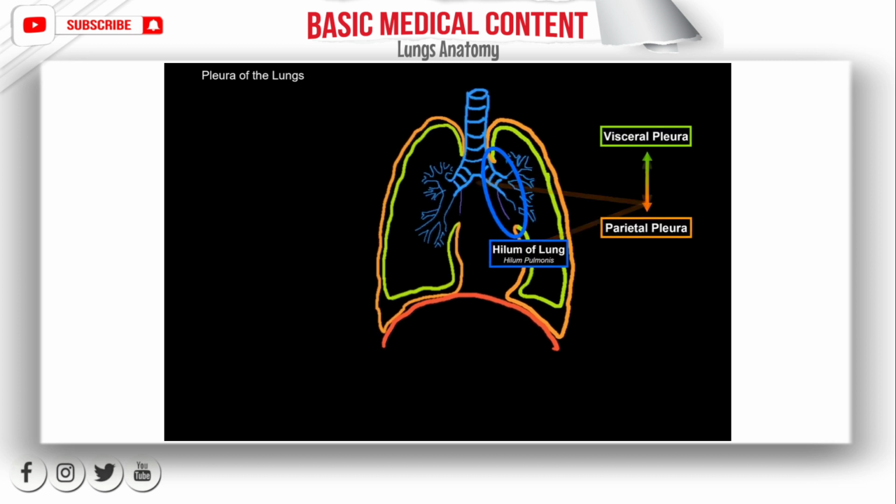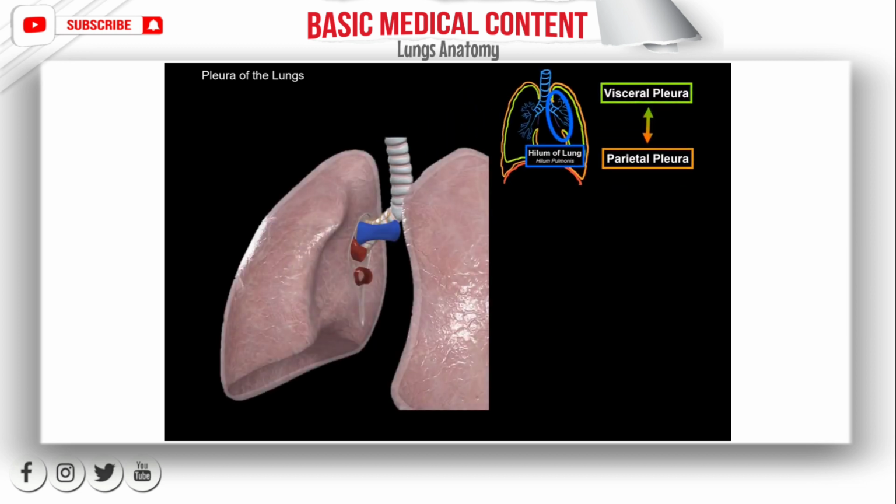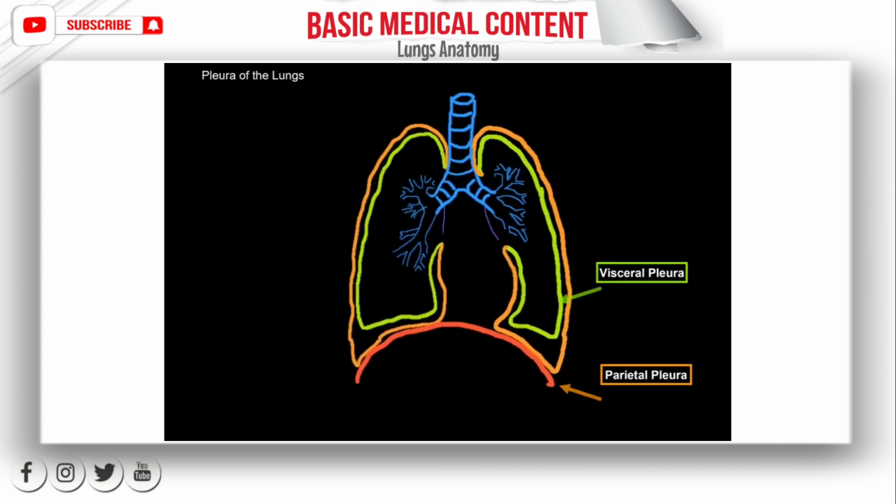And when they meet, they form a covering around all structures that make up the root of the lung. And as they do that, they form a double layer of pleura, which form the so-called pulmonary ligament we talked about earlier. Makes a little more sense now, right? So again, the pulmonary ligament is formed by a double layer of pleura. So that is the visceral and the parietal pleura.